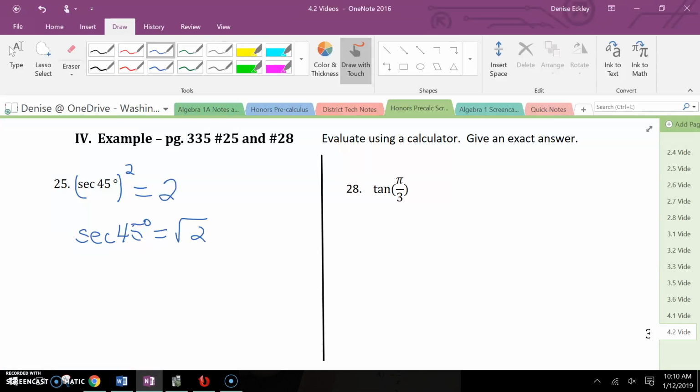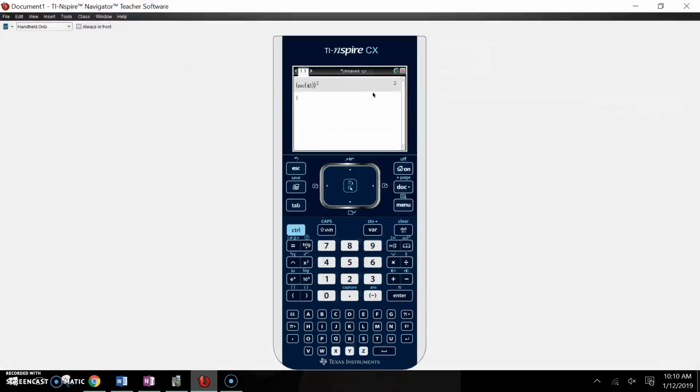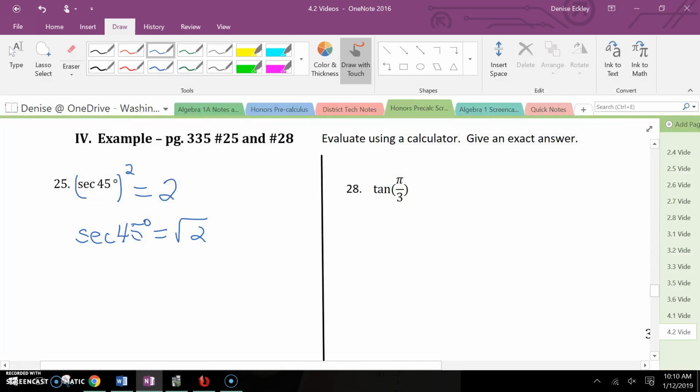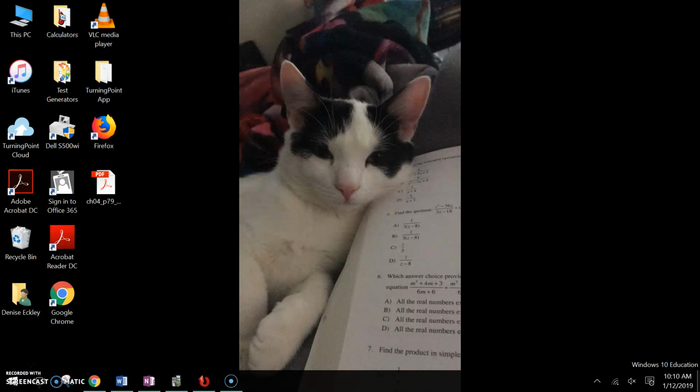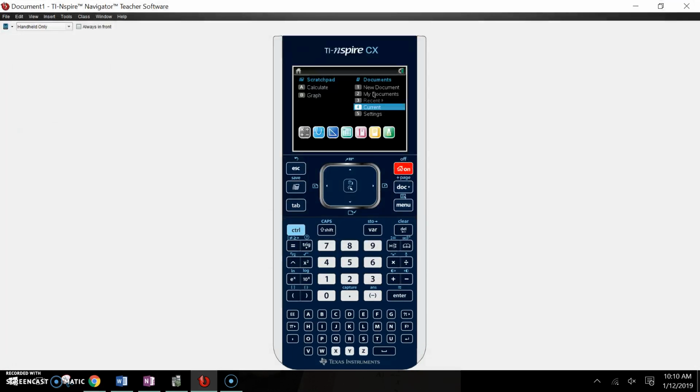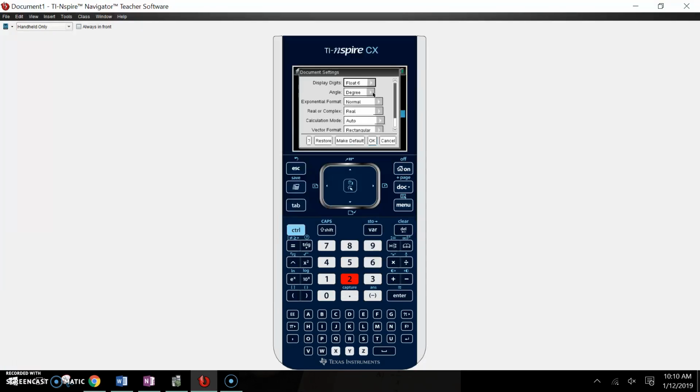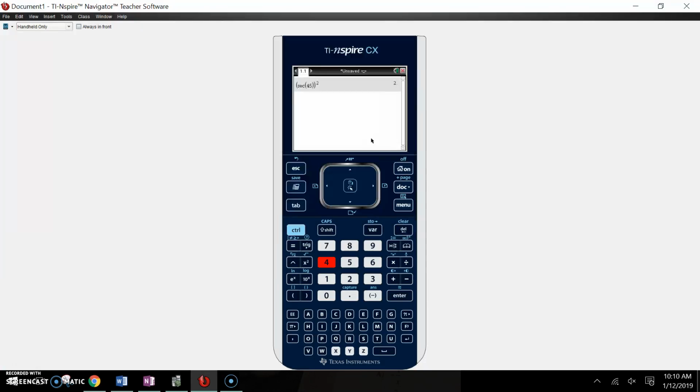Okay, now moving on to tangent of pi over 3. Let's continue with the Inspire. The first thing I need to do again is change the mode in the calculator, and we're going to do this problem in the same way. We are going to square the tangent of pi over 3 and then take the square root of that. So in the Inspire, we have to go back to the home screen, go to number 5, our settings, number 2, our document settings, and change that second drop down to radians and then hit OK. Now we can go back in our current document.